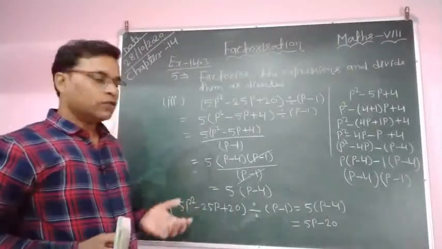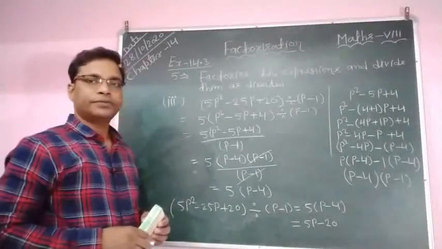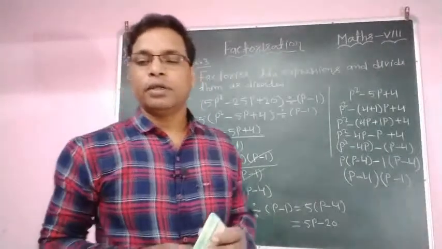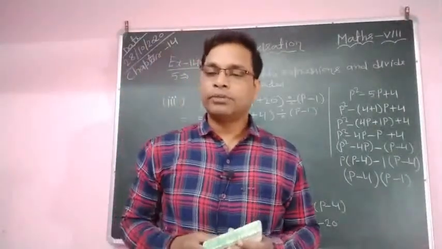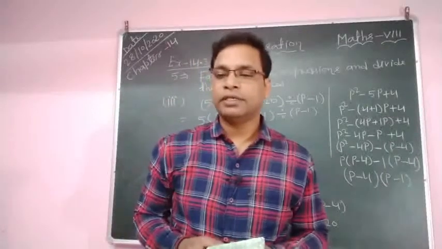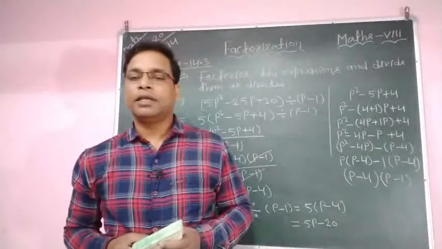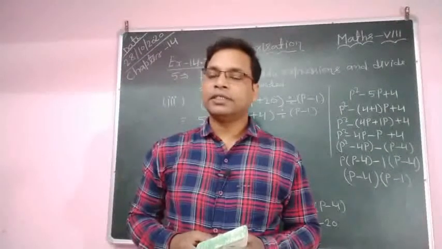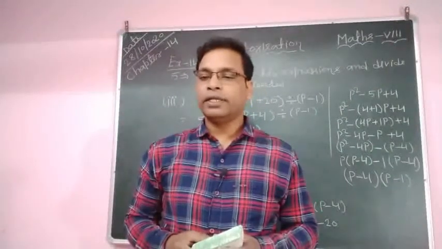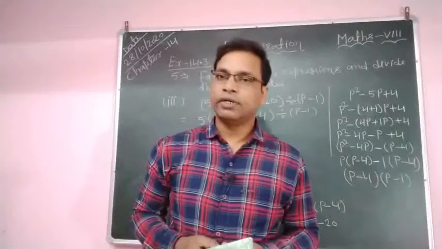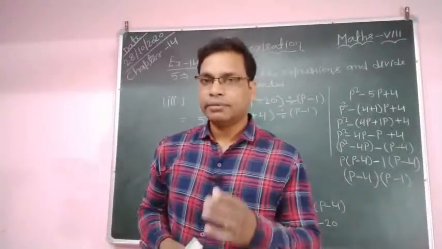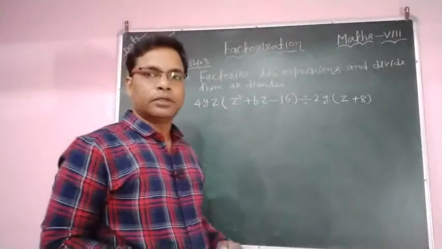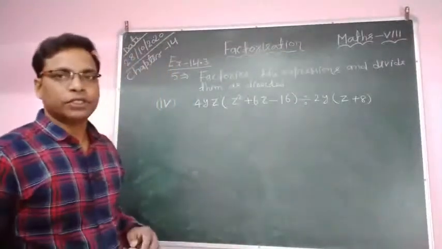So students, I hope all of you understood these questions. Now we are going to discuss the next question, the fourth part of this question. The fourth part of this question is 4yz into z square plus 6z minus 16 divided by 2y into z plus 8. So let's see how to find the division of the given expression.